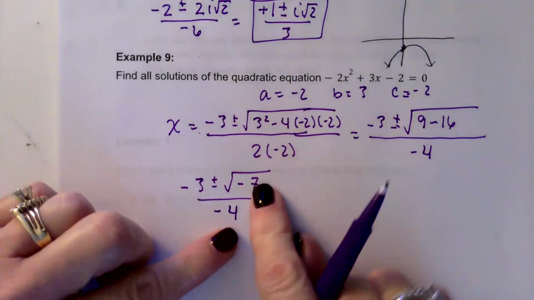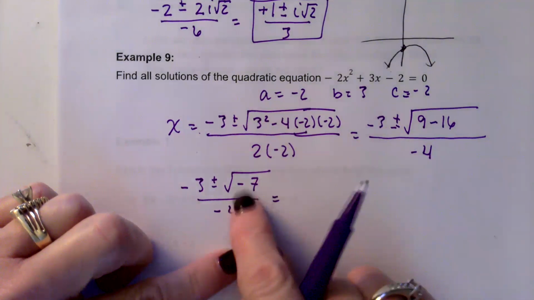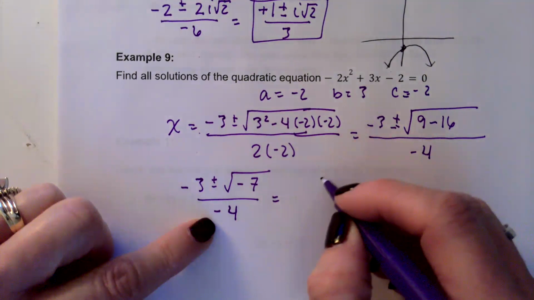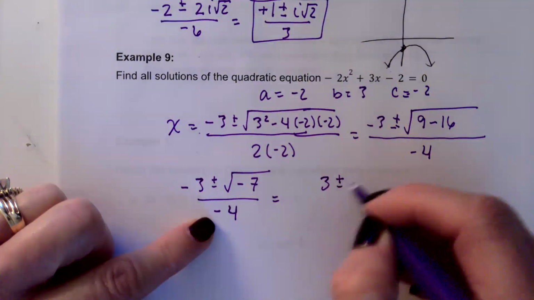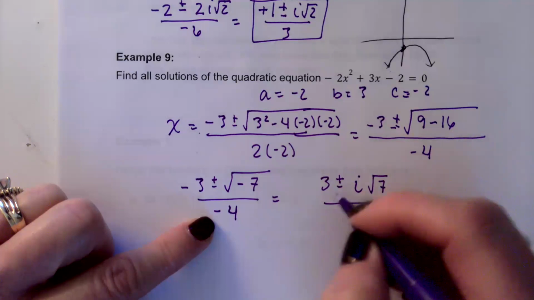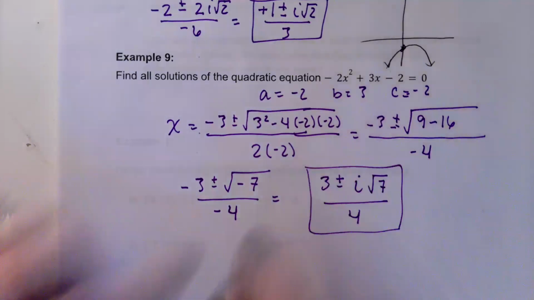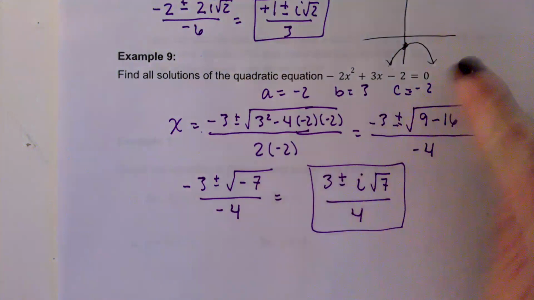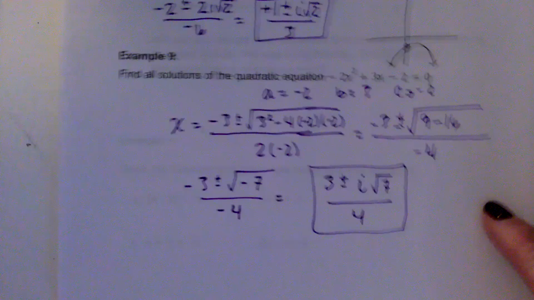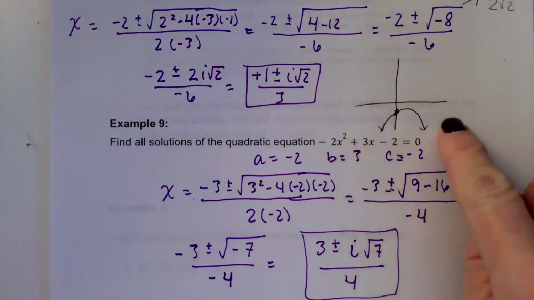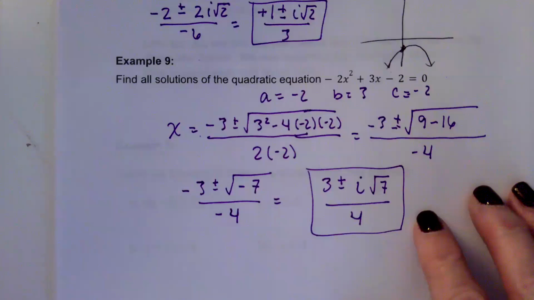And the square root of 7 is irrational, but we can pull out the i. So we have -3 over -4, and the negatives cancel. So it's 3 plus or minus i times the square root of 7 over 4. And that is why we needed to know about complex numbers, because when we find the x-intercepts of a parabola or any polynomial that does not come down and cross the x-axis, we have imaginary zeros.